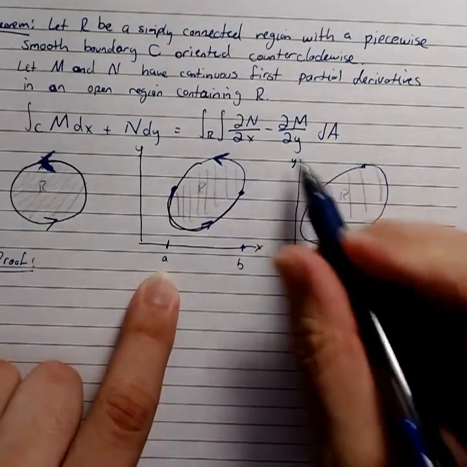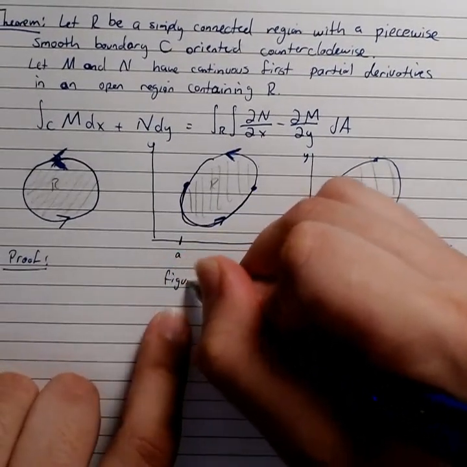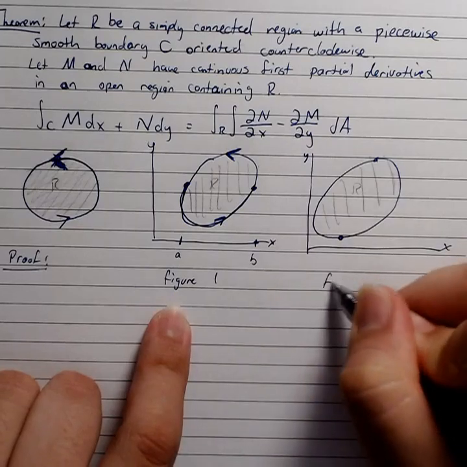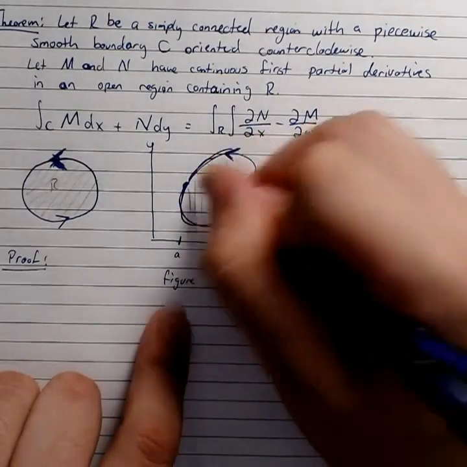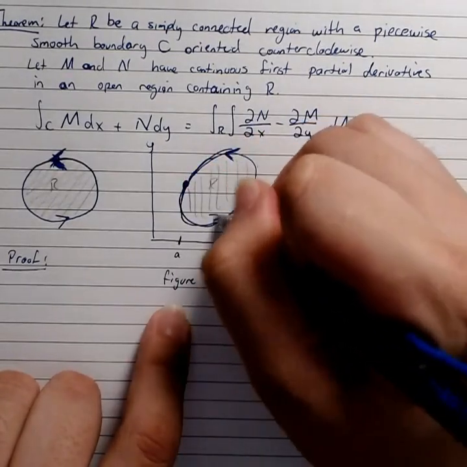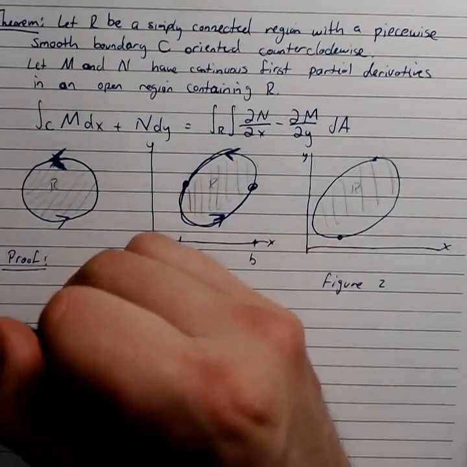So for right now, we're going to look at just this illustration. I'm going to call this figure 1, and I'll call this one figure 2. I'm going to use these one at a time, and each one will prove something which, when we put together, will give us our full theorem. Okay.